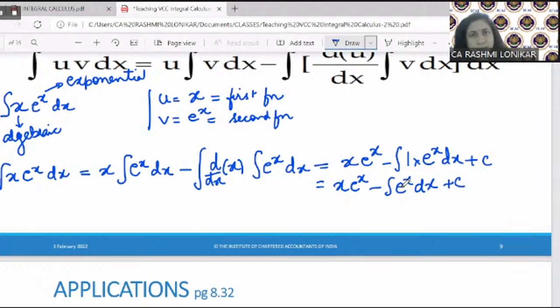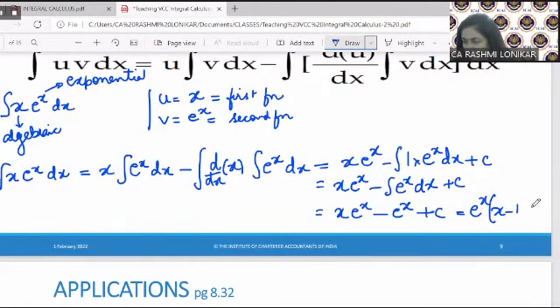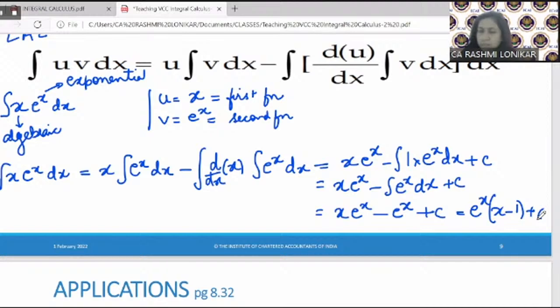What is integral of e raised to x? I know it is e raised to x. So this is equal to x e raised to x minus e raised to x plus c. So in some places you may even have this written as equal to e raised to x into bracket. We take out e raised to x common. So this is x minus 1 plus c. Okay. Hope you have understood this. This is an important rule.